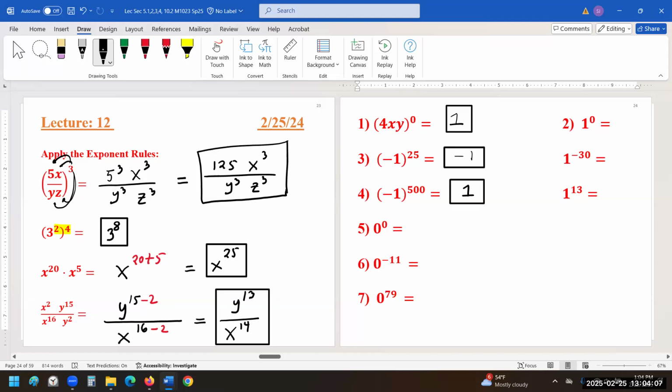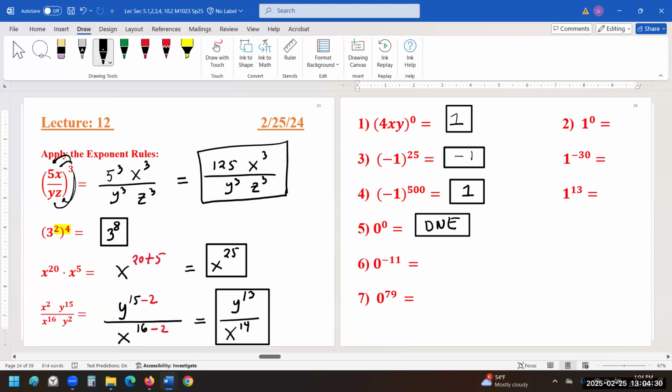Brianna? Nothing, but what is nothing? What expression do we use for nothing? Doesn't exist. Yeah, this ain't no solution. It doesn't exist. We have no idea what is 0 to the 0.